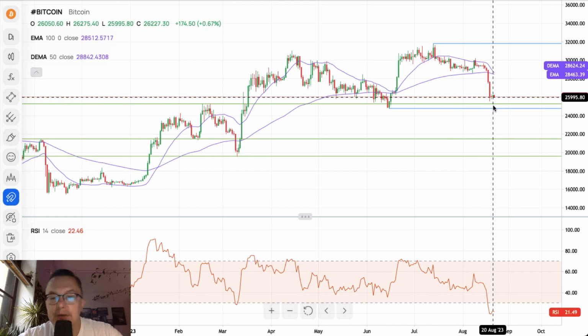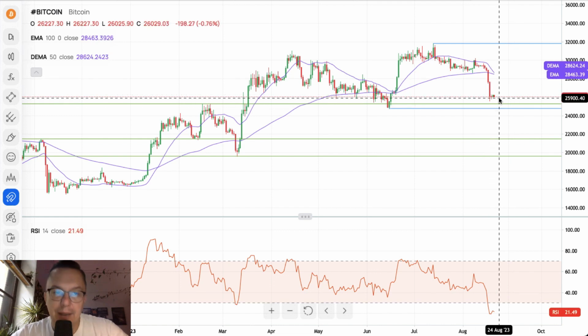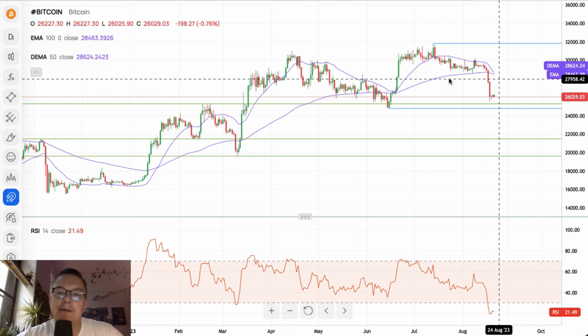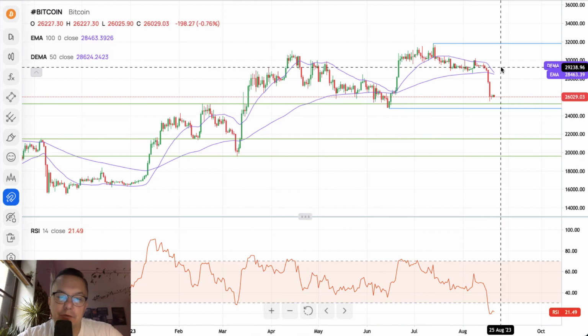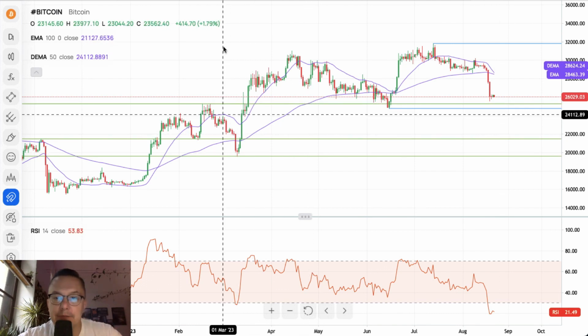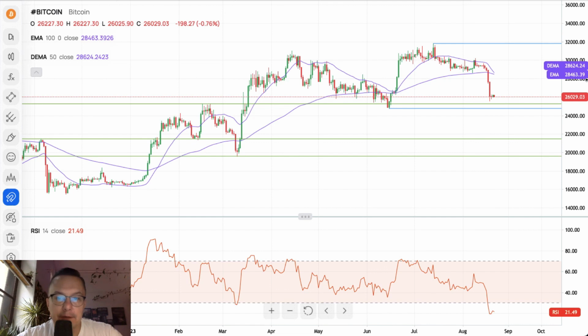So the outlook for Bitcoin is kind of bullish. There's supposed to be some kind of a bounce, a reversal, in order to keep this movement intact basically on the Bitcoin market.